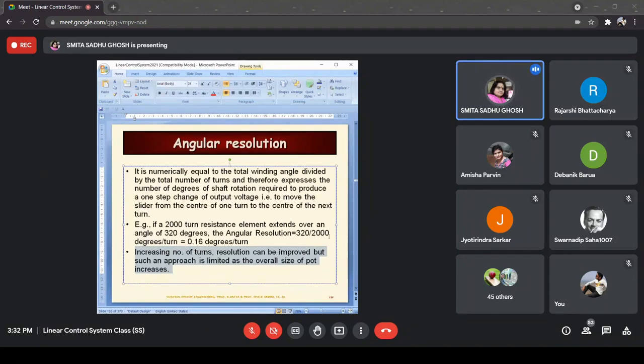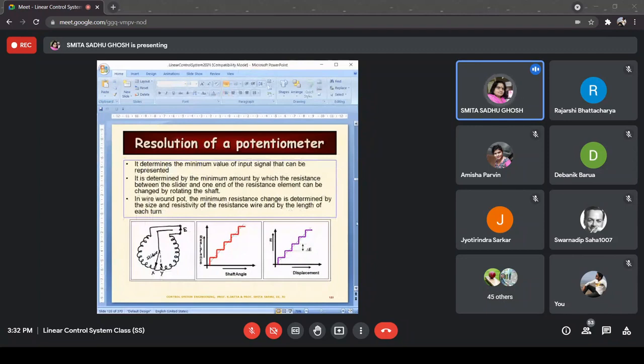So how can we increase the number of turns? There are, of course, some ways by which the number of turns can be increased. Let me just show you. This diagram I think would be sufficient. This is a diagram I usually draw on the board and show. Now let us say from here to there, the total angular span is 320 degrees, like the numerical example that we saw. Now, if you want to increase the number of turns, how can you increase the number of turns?